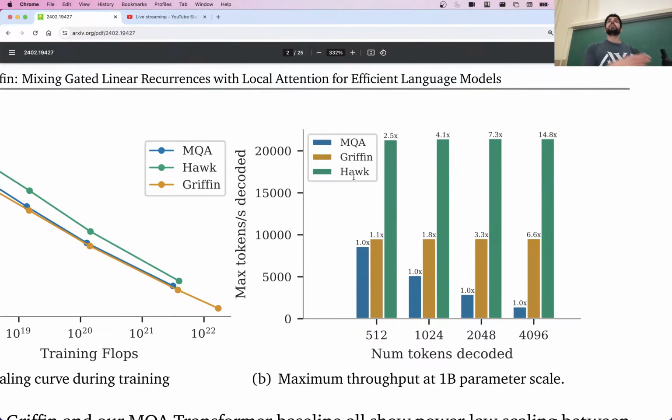And Hawk has no attention at all, so it's just purely a stack of these linear recurrent units plus feed-forward layers. So this alone tells you the power of these recurrent models, right? At inference time, with 4,096 tokens decoded, they're 15 times faster than the attention-based variants, right? So this is one motivation for exploring these kinds of models.